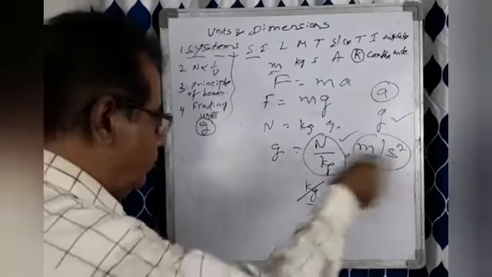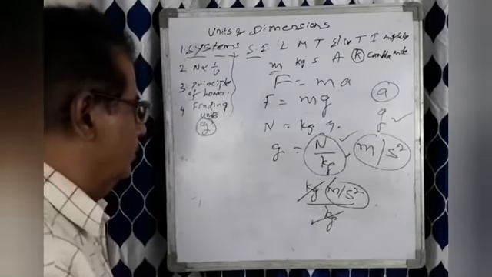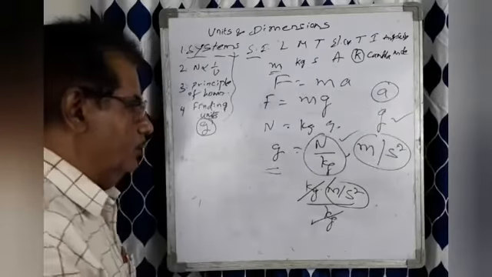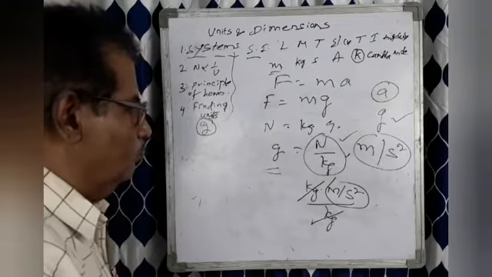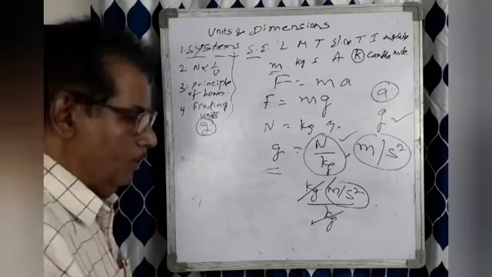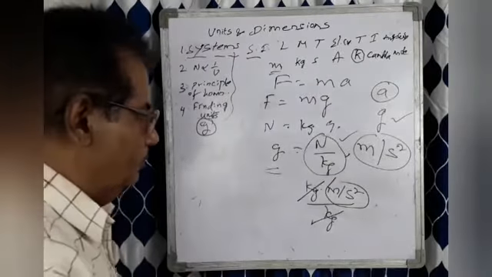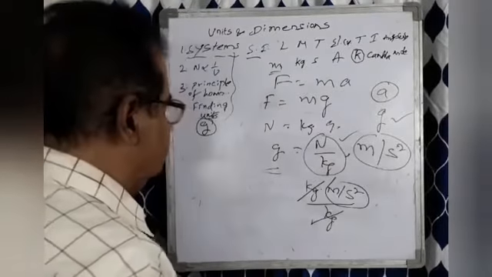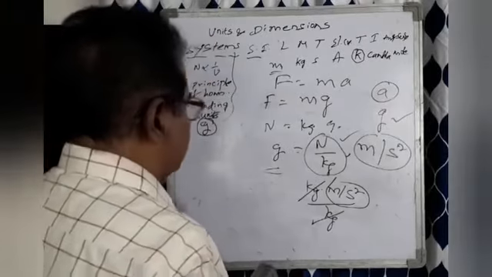Or if I give both, say first option Newton per kg, the unit of acceleration due to gravity, first option Newton per kg, second option meter per second square, third option both, fourth option none. Third option becomes the answer, both Newton per kg and meter per second square. So both are same. So like this, units is so important.